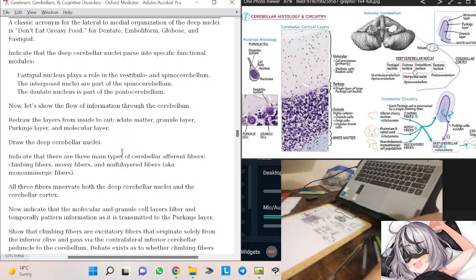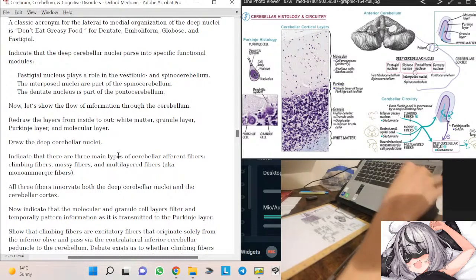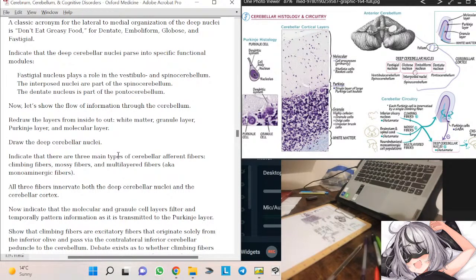Now indicate that the molecular and granule cell layers filter and temporally pattern information as it is transmitted to the Purkinje layer. Show that the climbing fibers are excitatory fibers that originate solely from the inferior olive and pass via the contralateral inferior cerebellar peduncle to the cerebellum.